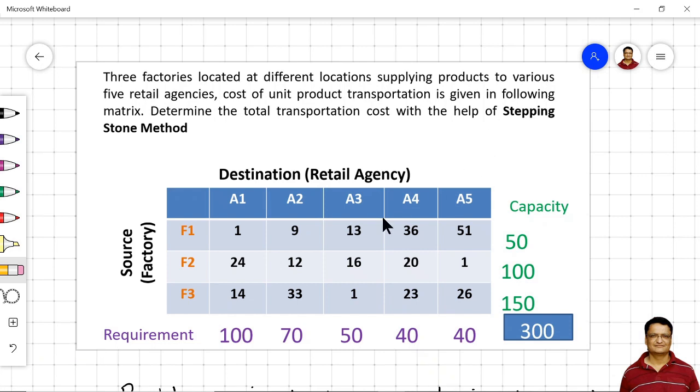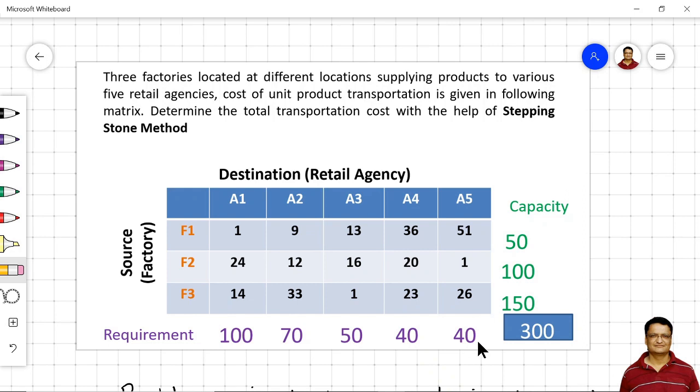Now before we actually solve the problem, we need to understand a few more things. This 50, 100 and 150 are the capacity, or you can say the supply, of these three factories. Similarly, there is a demand or requirement from each of the destination retail agencies. A1 has a demand of 100, A2 has a demand of 70, A3 has a demand of 50, A4 has a demand of 40 and A5 has a demand of 40.